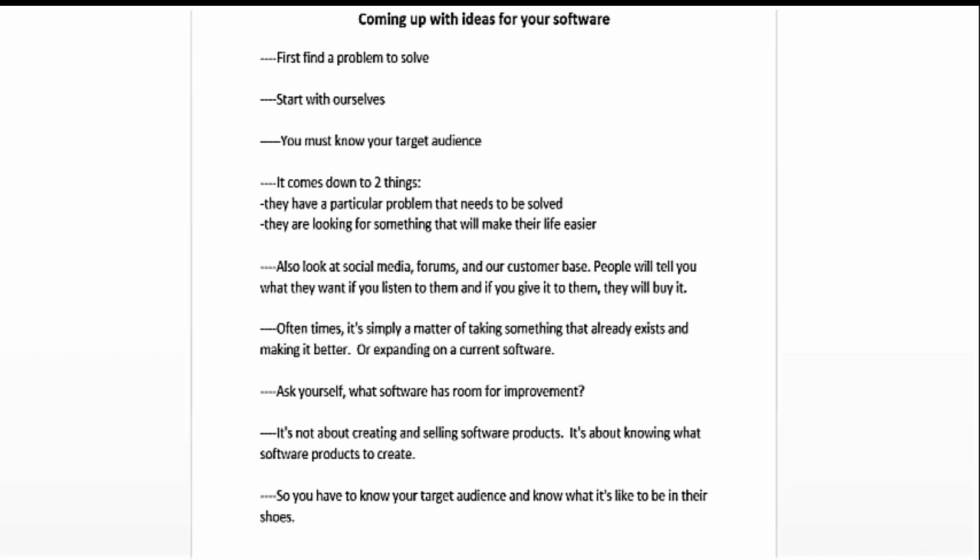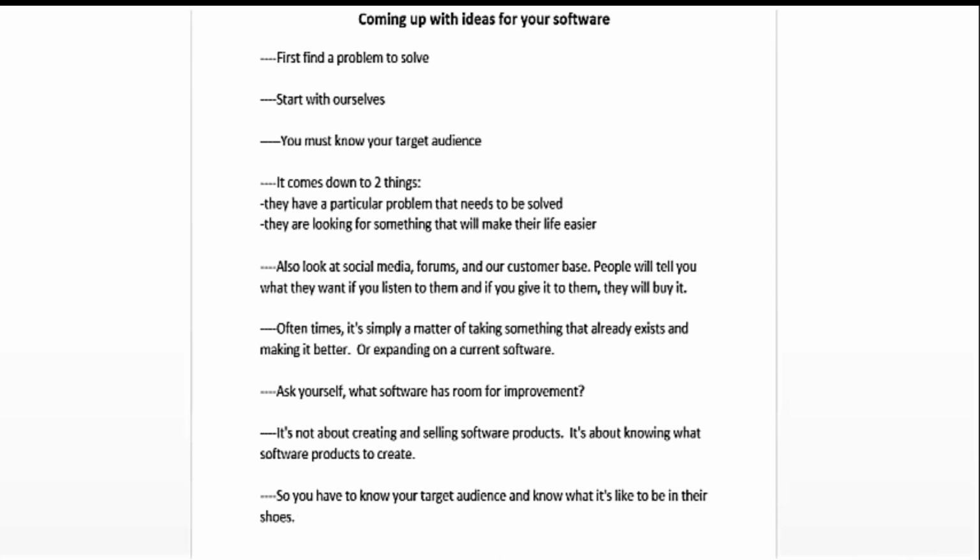One, consumers have a particular problem that needs to be solved, and two, they are looking for something that will make their life easier. Okay, you can also look at social media, forums, and your customer base to get an idea of what types of problems your customers or potential customers have and what they're willing to pay for. Because most of the time, people will tell you what they want, and if you give it to them, they will buy it. And oftentimes it's simply a matter of taking something that already exists and making it better, or expanding on the current software.